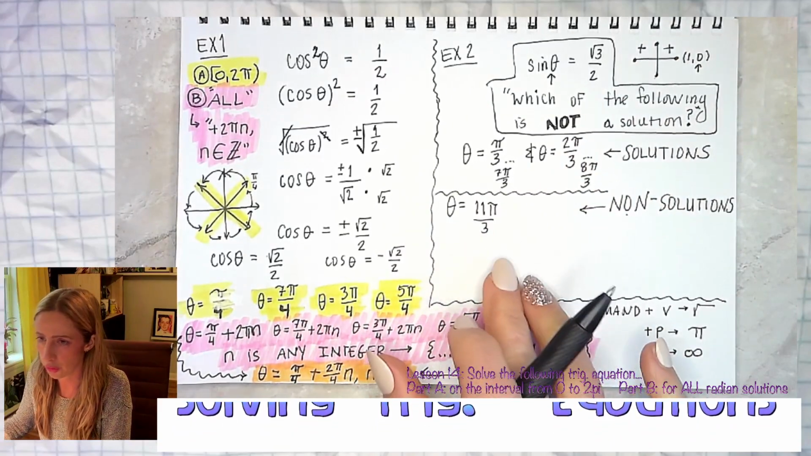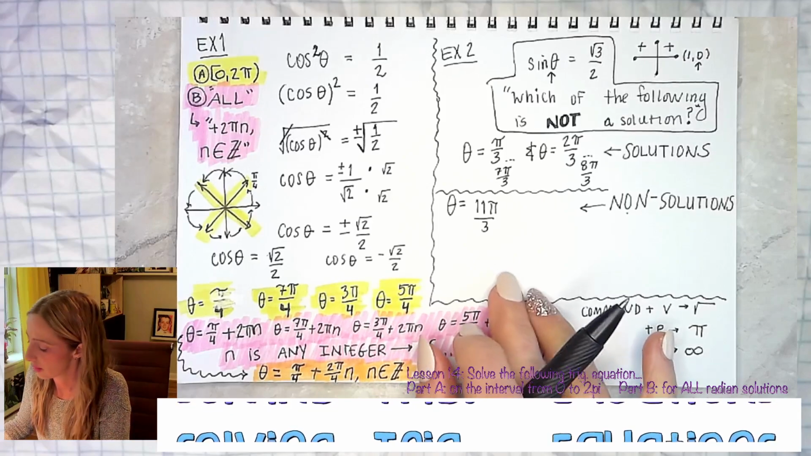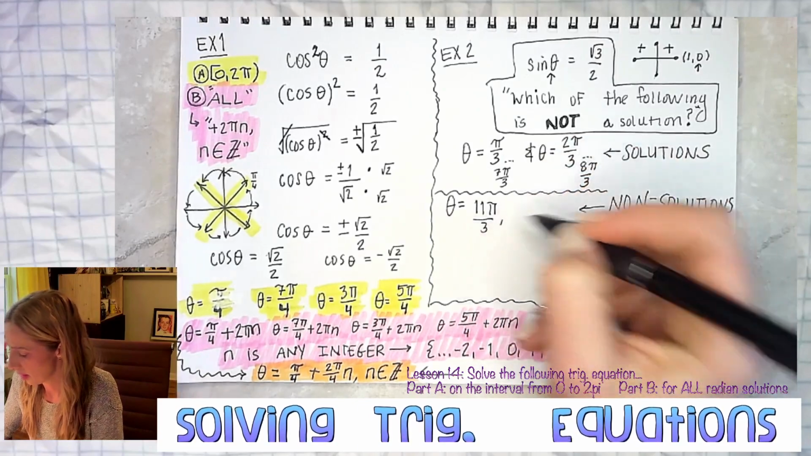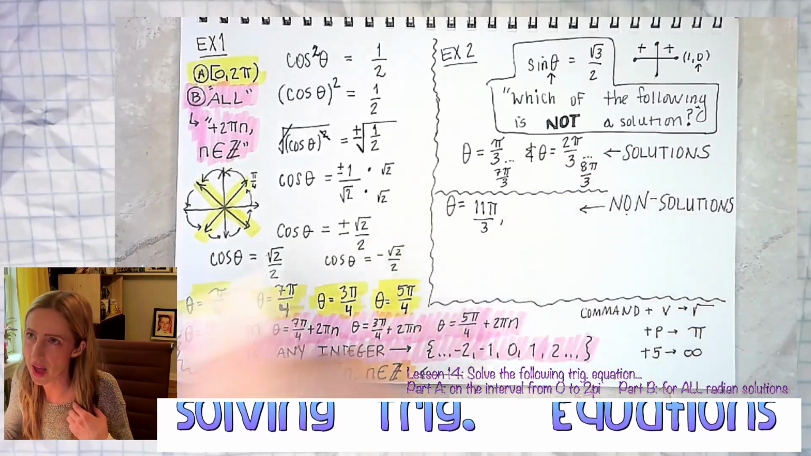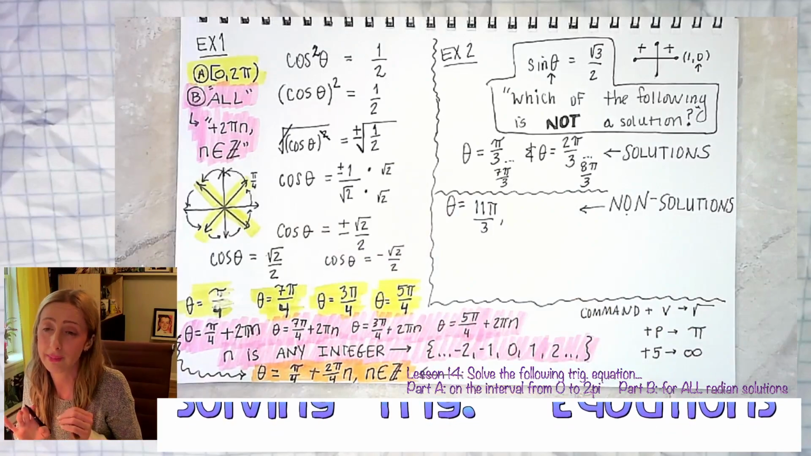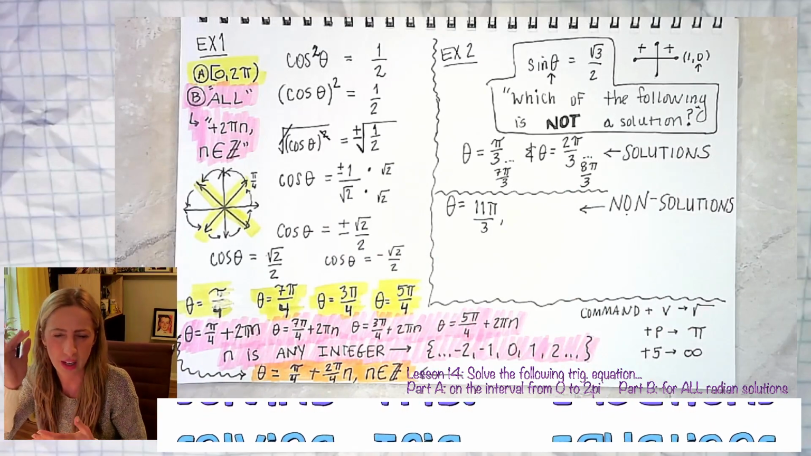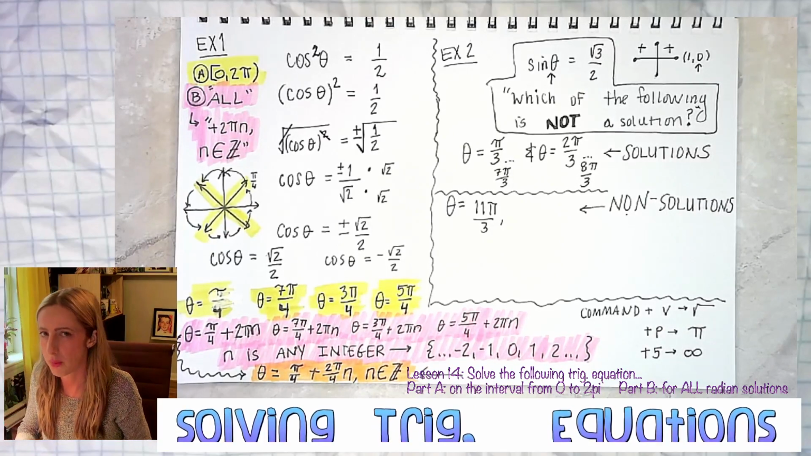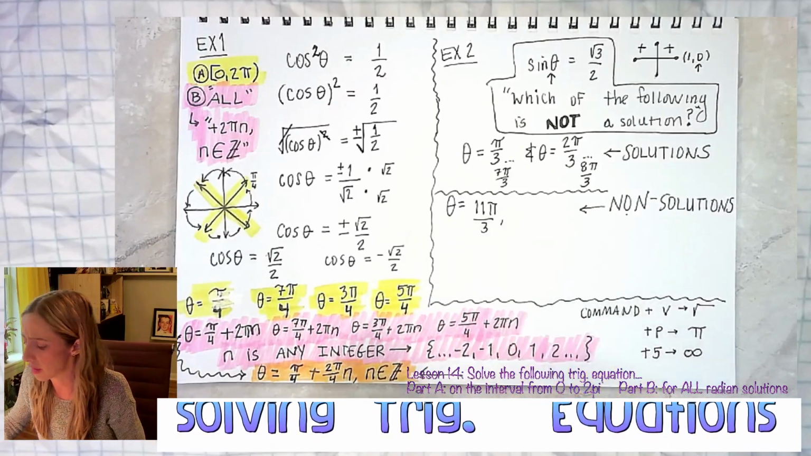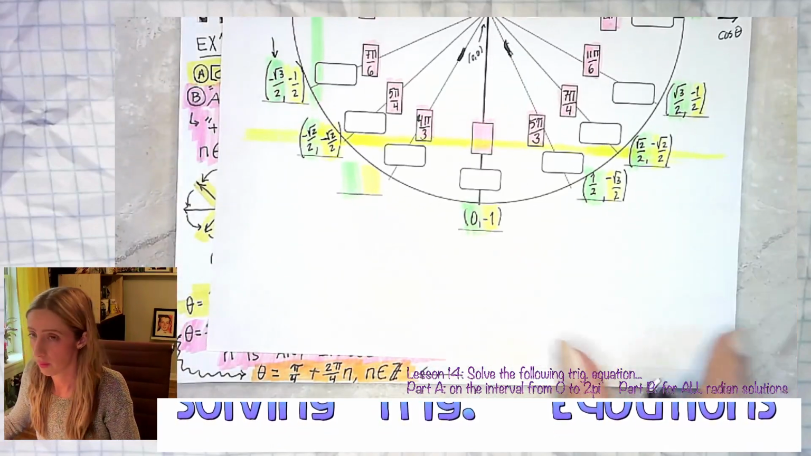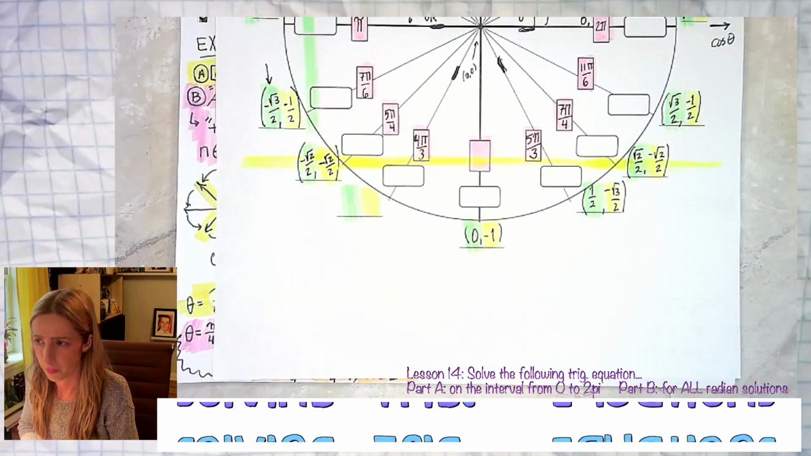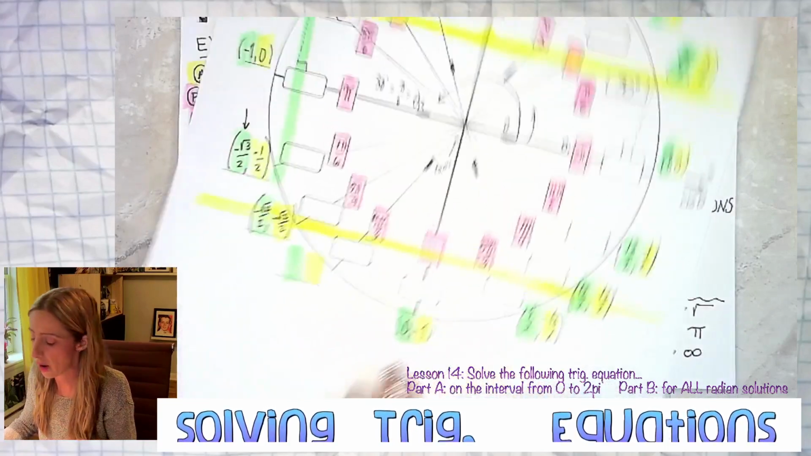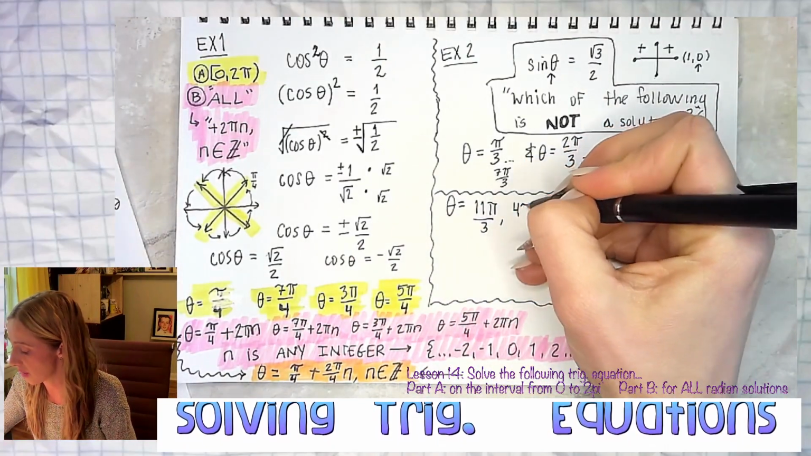What's another angle over 3 that is not a solution? 15 pi over 3. Sorry, say it again, Jamila. 15 pi over 3. Well, you're right, but that reduces to 5 pi. So I probably wouldn't list that one as a choice because it reduces. Give me one that doesn't reduce, and think smaller even. Think on the unit circle. There's 2 right here. 4 pi over 3. That's not a solution. Sine is negative there.